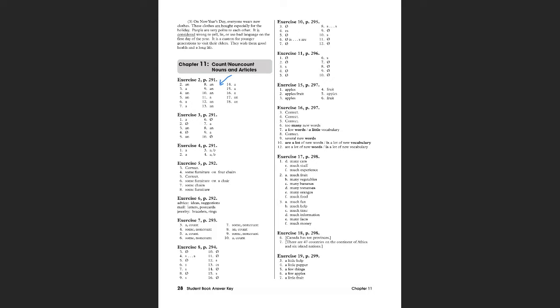Yes, number 10 is A, right? Urgent. How do you say? Urgent. So it's N. An urgent message. Okay. I was confused about number 16. I put A, but I wasn't sure.